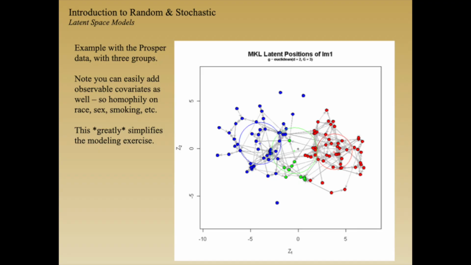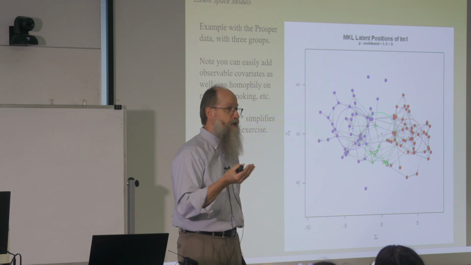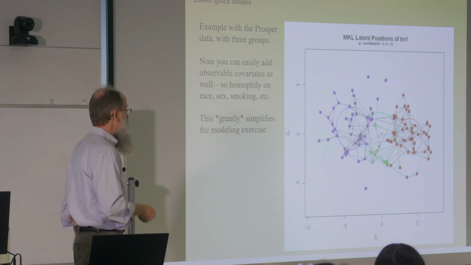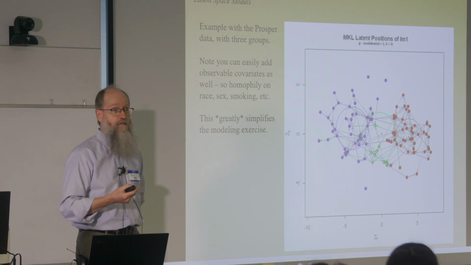Now, why do I start with this model? This is because it greatly simplifies your modeling exercise. These are easy models to fit. They're easy models to specify. What's the problem with these models? There is no free lunch. It's easy because it's uninterpretable. It's a black box. We don't really know what Z1 and Z2 are. Like, these could be anything. Many times they're physical space.